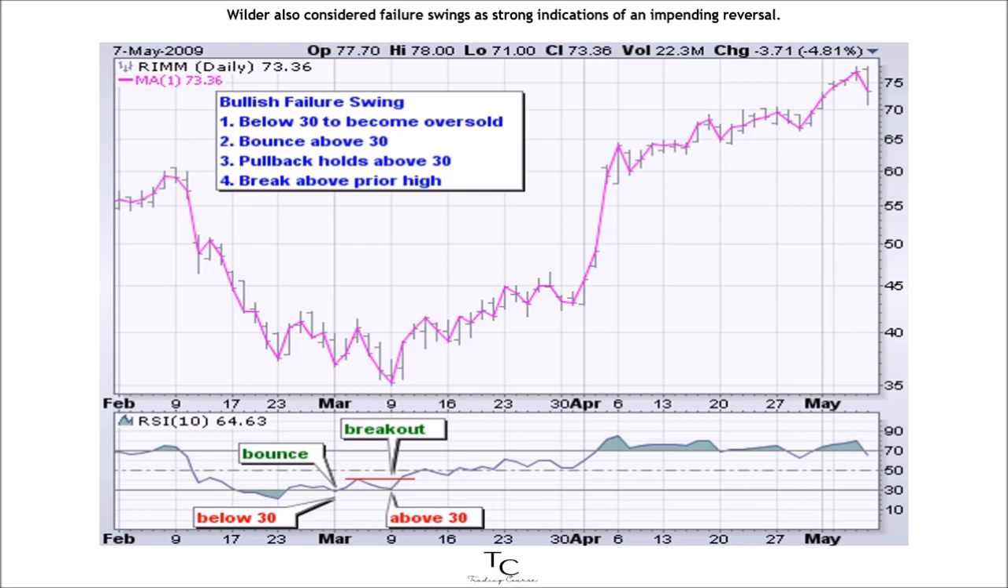Wilder also considered failure swings as strong indications of an impending reversal. Failure swings are independent of price action, focusing solely on RSI for signals and ignoring the concept of divergences. A bullish failure swing forms when RSI moves below 30, which is oversold, bounces above 30, pulls back, holds above 30 and then breaks its prior high. It is basically a move to oversold levels and then a higher low above oversold levels.